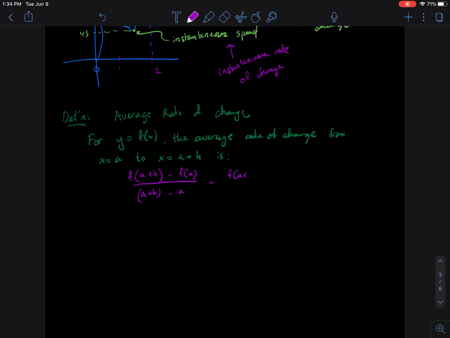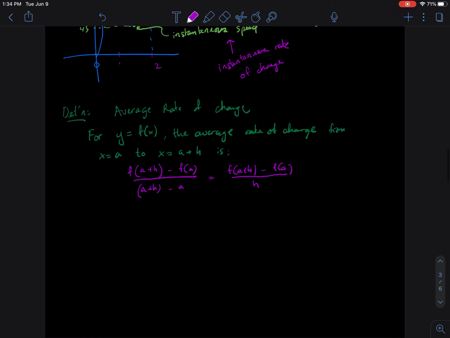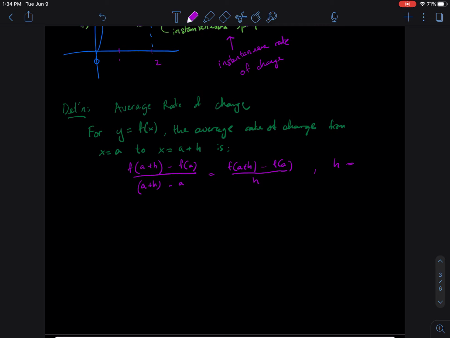Notice that in the denominator, if you look at a plus h minus a, the a subtracts the a out, so that's 0, and that just leaves us h in the denominator. This is only defined when h is not 0, which makes sense because h is the distance, the displacement from the position a to a plus h. So the distance h can't be equal to 0.